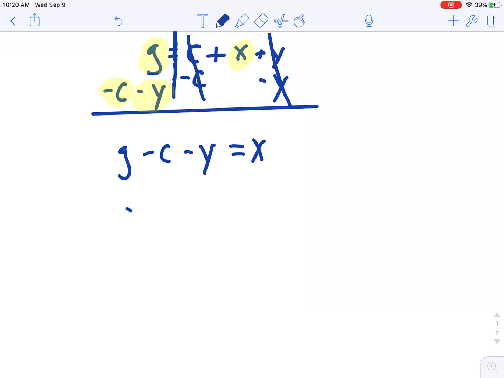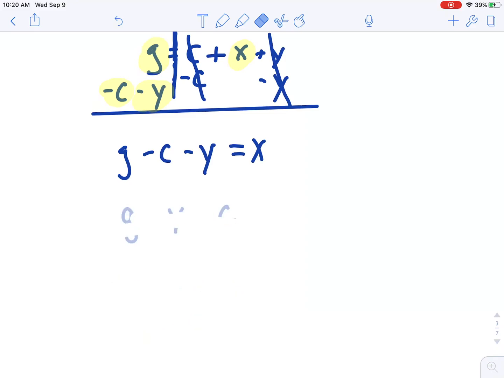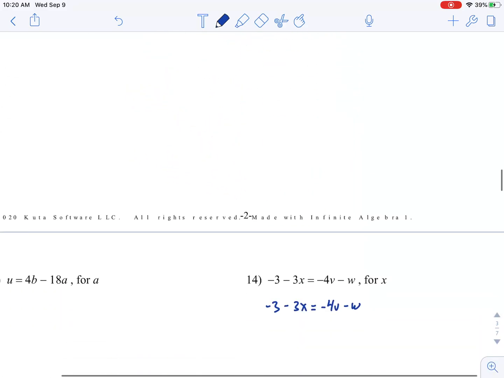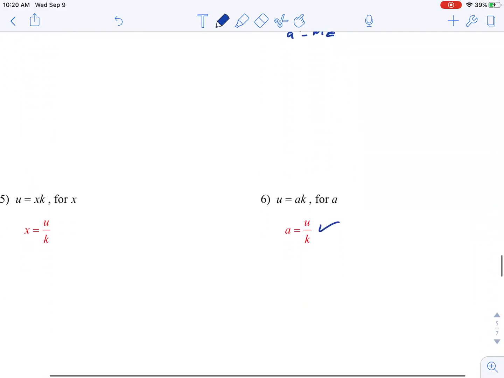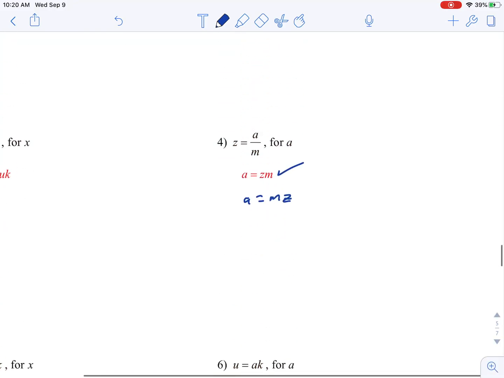You could also have g minus y minus c. You could have negative c plus g minus y, or negative y plus g minus c. There's lots of different possibilities here. The numbers could be commuted. Let's see if that's the way they have number 10. G minus c minus y.